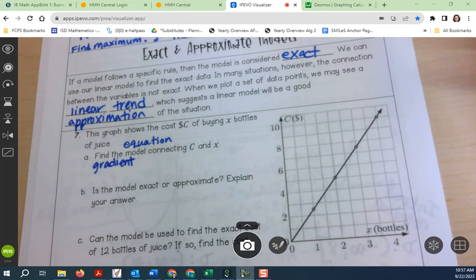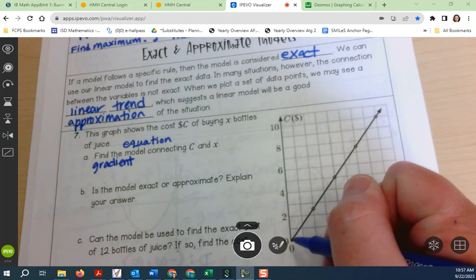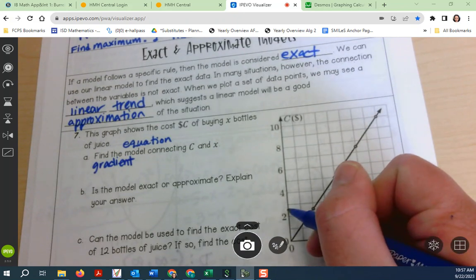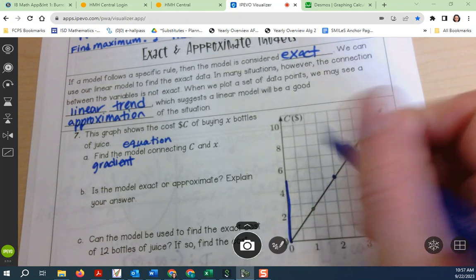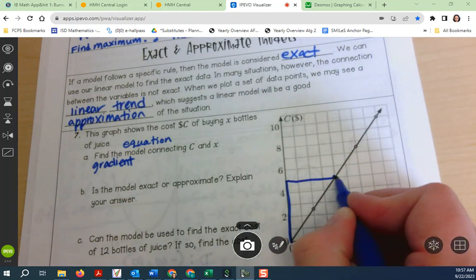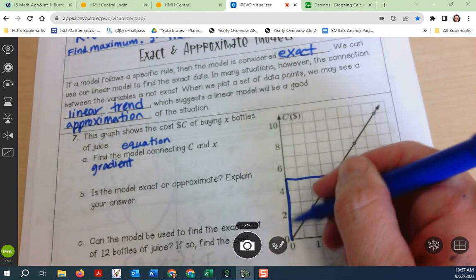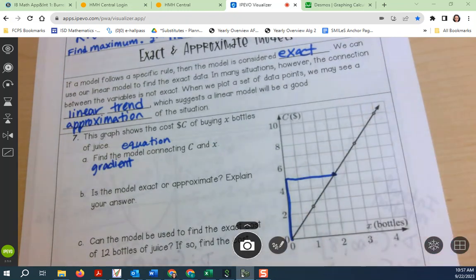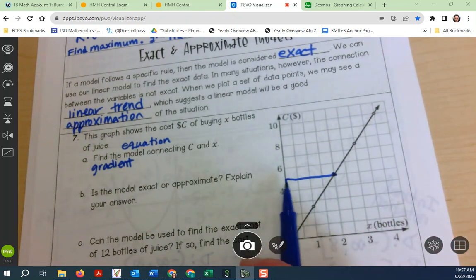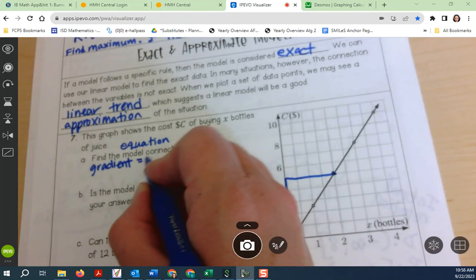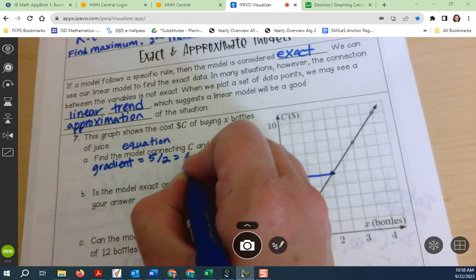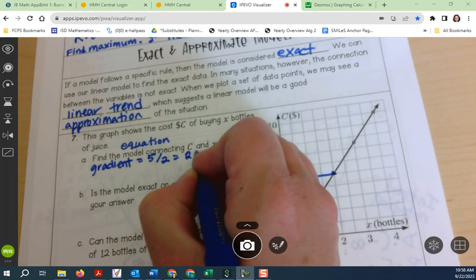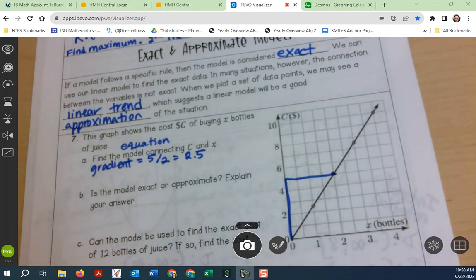Okay, so our gradient, you can use your slope formula, your gradient formula, or we can just do this. Actually, I want to use the ones that land on numbers, so I'm going to do this one, and then this one. Okay, so the change in y is going up how many? 5, and then the change in x is going over how many? 2. So the gradient is 5 over 2, which as a decimal is 2.5. What does that mean? What is 2.5?